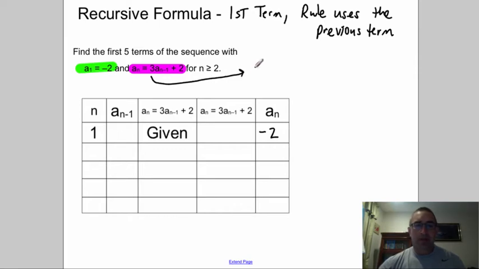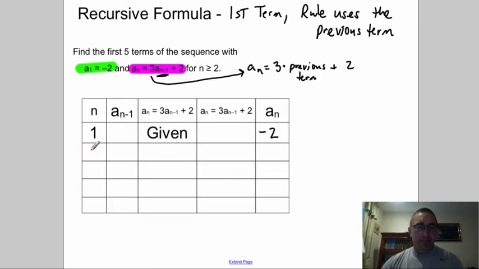Notice, if I kind of write this out in words, a sub n equals 3 times the previous term, whatever that is, plus 2. Kind of reading it to you, wherever I see the a sub n minus 1, that means the previous term. Okay? So let's take a look at how we fill out our chart here.